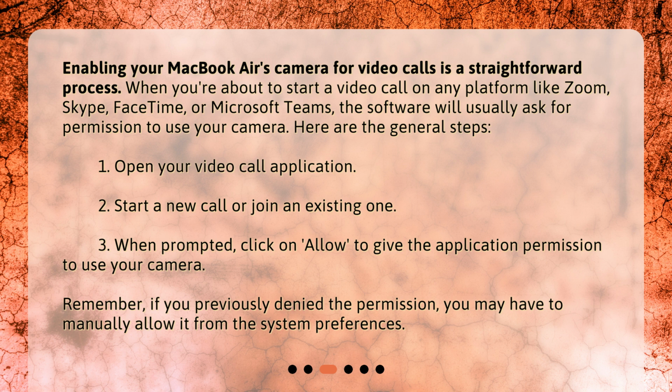1. Open your video call application. 2. Start a new call or join an existing one. 3. When prompted, click on Allow to give the application permission to use your camera. Remember, if you previously denied the permission, you may have to manually allow it from the system preferences.